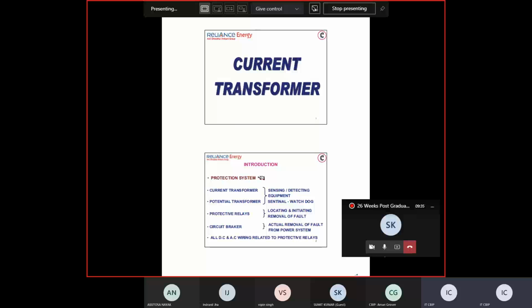We'll discuss circuit breakers, which are very important and very effective for the actual removal of fault from power systems. This is introductory, not the actual definition. You know the difference between a circuit breaker and isolators, which we saw yesterday. So these are the preliminaries, right?